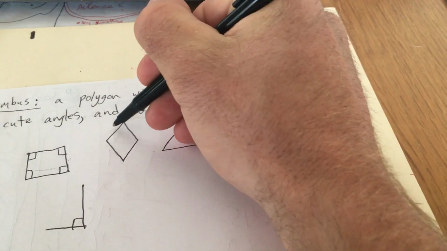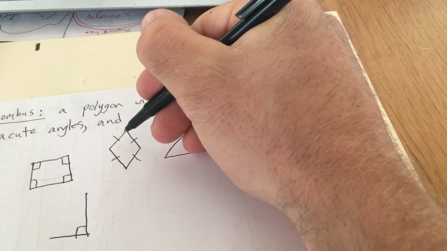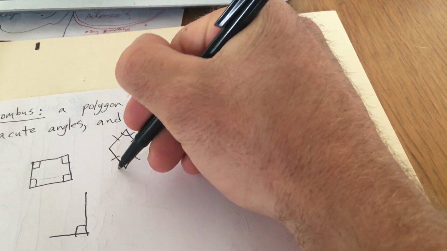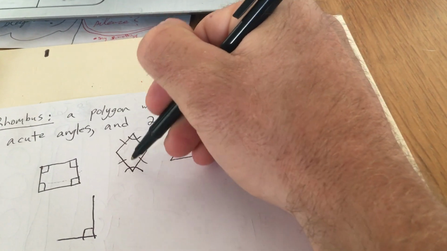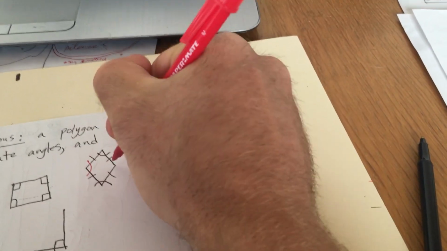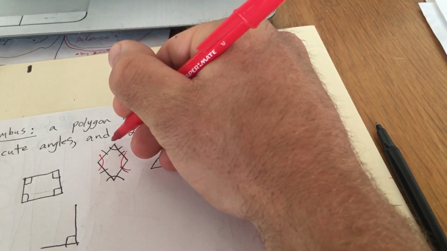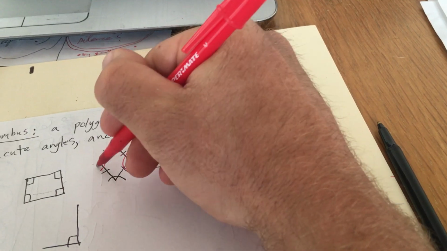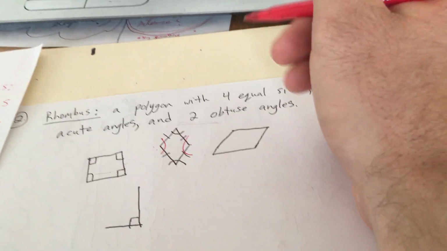So just like a square, all 4 sides are the same. Those are all the same length. The only difference is, see how these 2 angles here are acute? Those are the same number of degrees, but they're both acute. And these 2 angles here are obtuse. They're more than 90 degrees. So the acute are less than 90 degrees, and these obtuse angles are more than 90 degrees. So that's the only difference between a rhombus and a square.